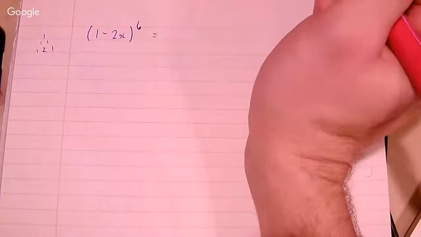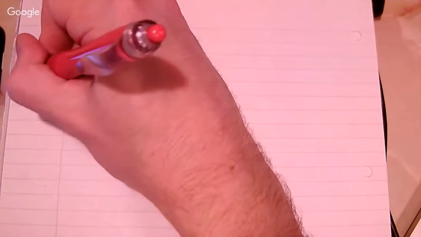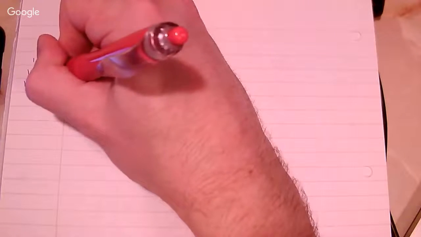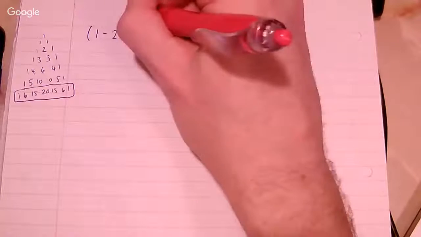So you can see here I'm starting to generate the rows of Pascal's triangle, and I need to go up until I get 1, 6. That's the row I'm looking for. So 1, 6, 15, 20, 15, 6, 1. That's the row I want because the power is 6.